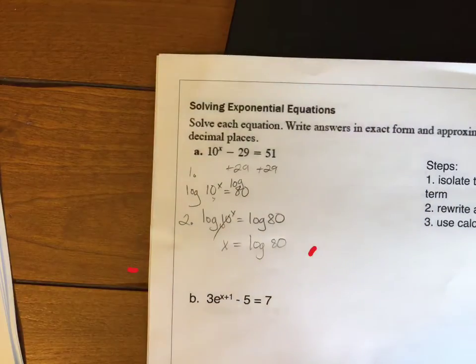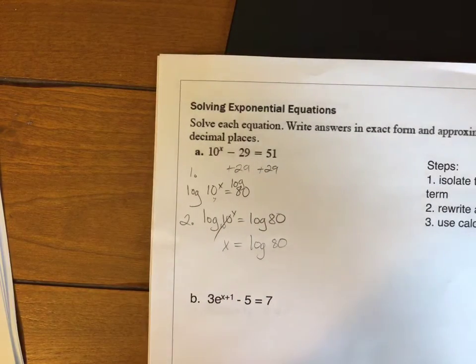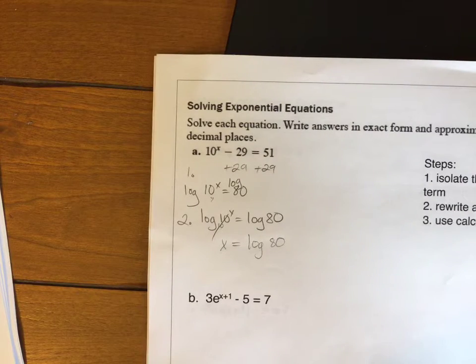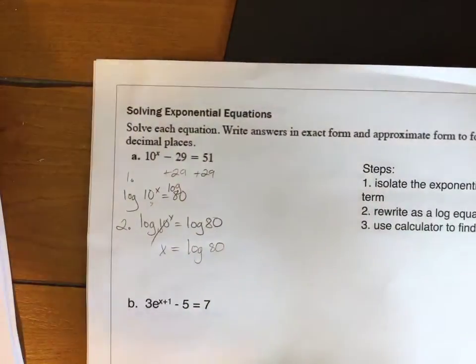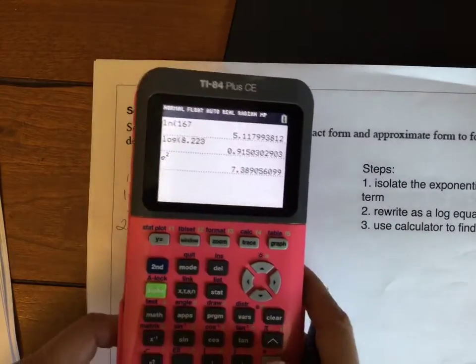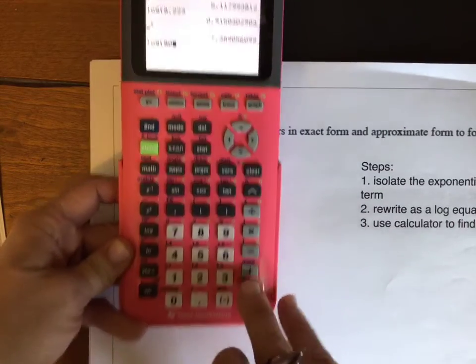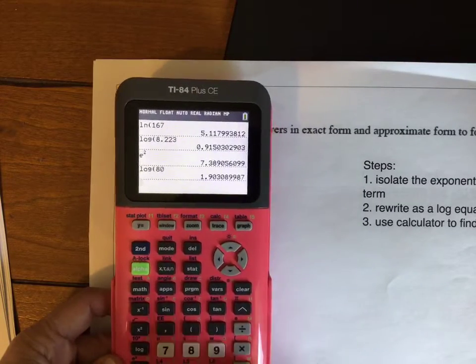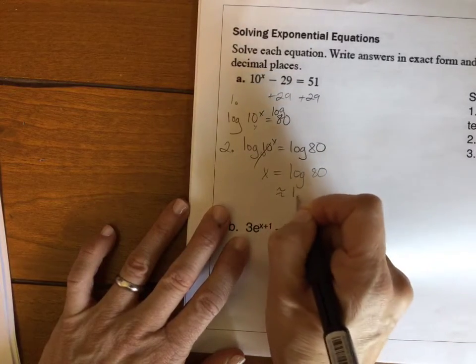And honestly, if you wanted to leave that as your answer, that's the more exact answer. It shows me that you understand versus just putting it in your calculator. So we can just leave it there. But then step 3 does say if they want the approximate answer, use the calculator to find the value. So if we take our calculator and we want to do log of 80 and we hit enter, we see it's about 1.9. So my answer here is approximately 1.9.